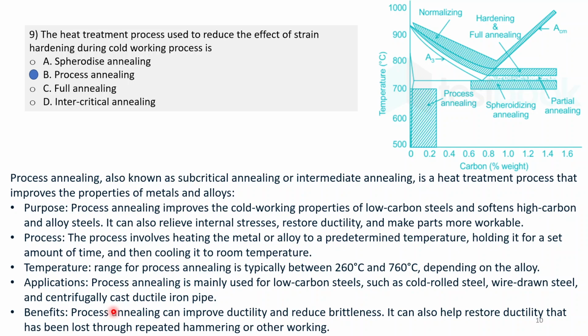Benefits: process annealing can improve ductility and reduce brittleness. When you are performing cold working, the material is more likely to become brittle because of the accumulation of dislocations and because of residual stresses. So it can also help restore ductility that has been lost through repeated hammering or other working. Because of this type of annealing, there will be annihilation of dislocations and reduction in stresses.